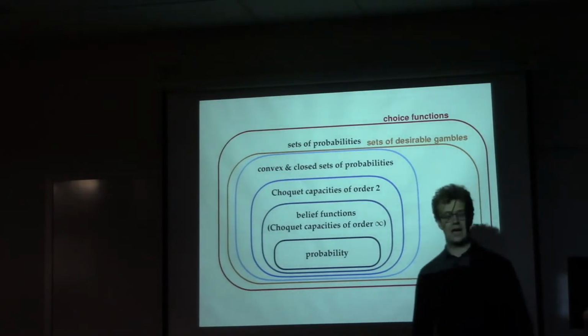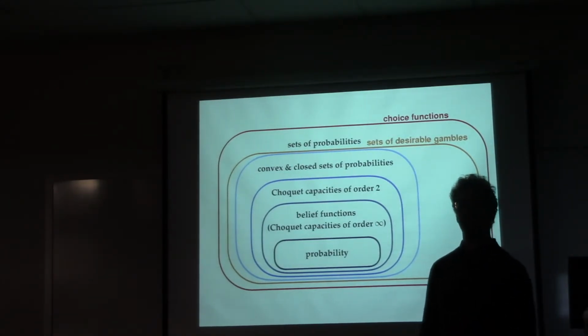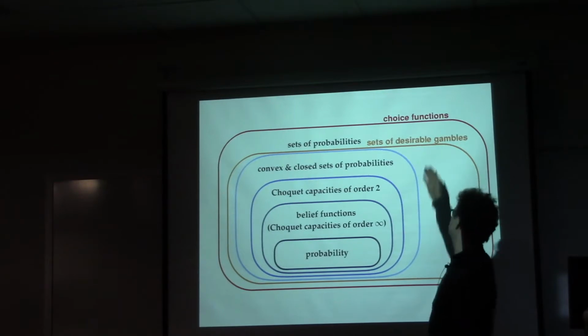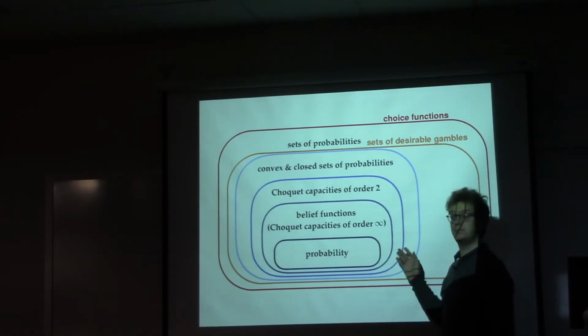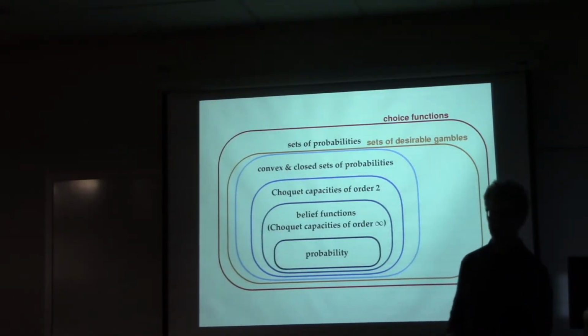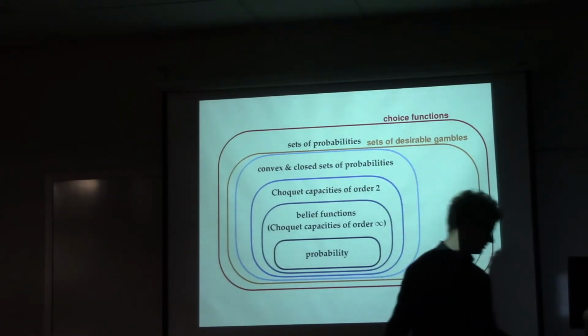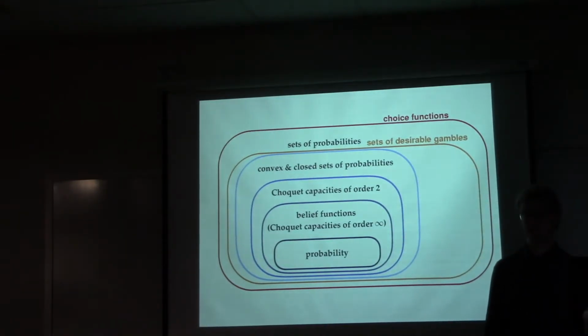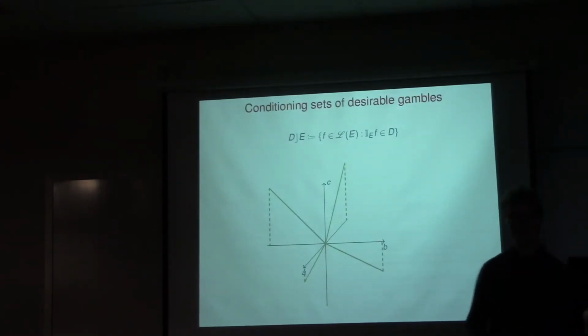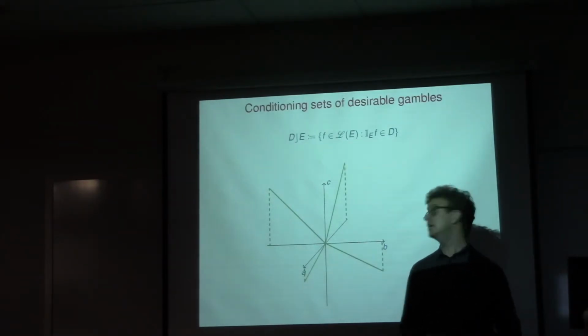Okay, so this was almost the end of the first part, the part about sets of desirable gambles. This is a picture of Robin again. Now I want to give you two reasons why this is actually very simple and elegant to work with. And the first reason is conditioning. Conditioning is very easy and always defined.